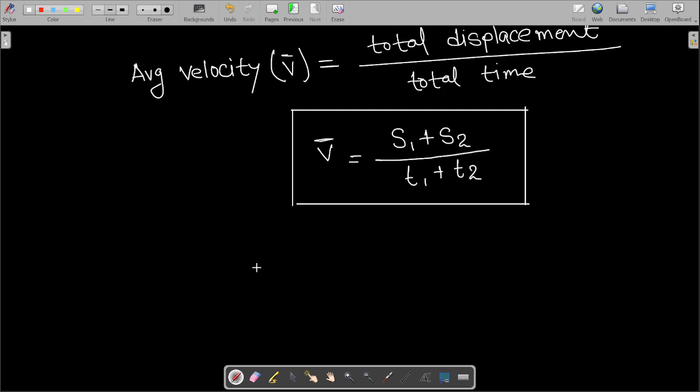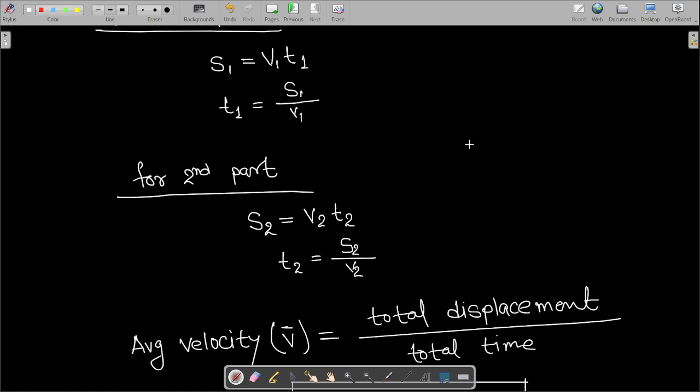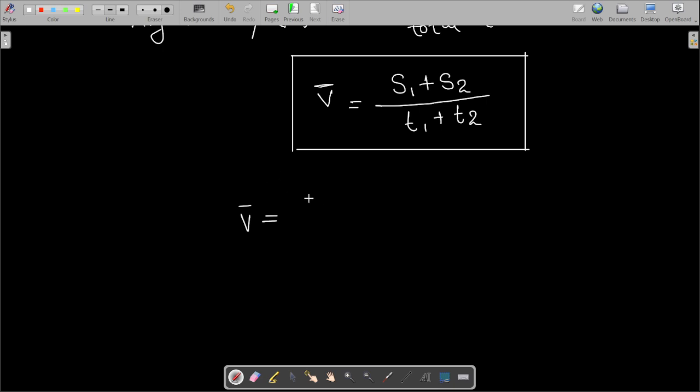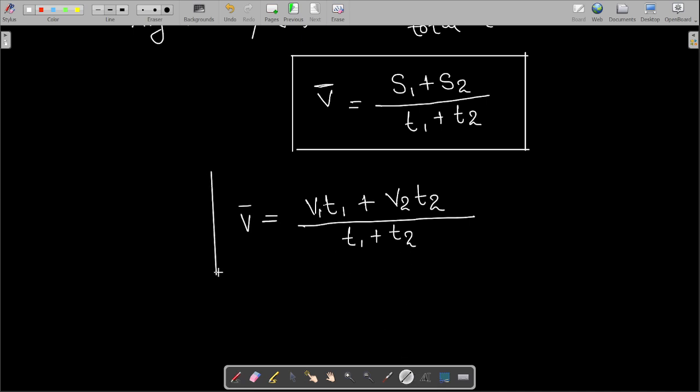Now see, can I write s1 as v1 t1 and s2 as v2 t2 from here? Yes, sir. So let me write it. I replaced s1 with v1 t1 and s2 with v2 t2, and left the denominator as it is, that is t1 plus t2. This is also a formula of average velocity.